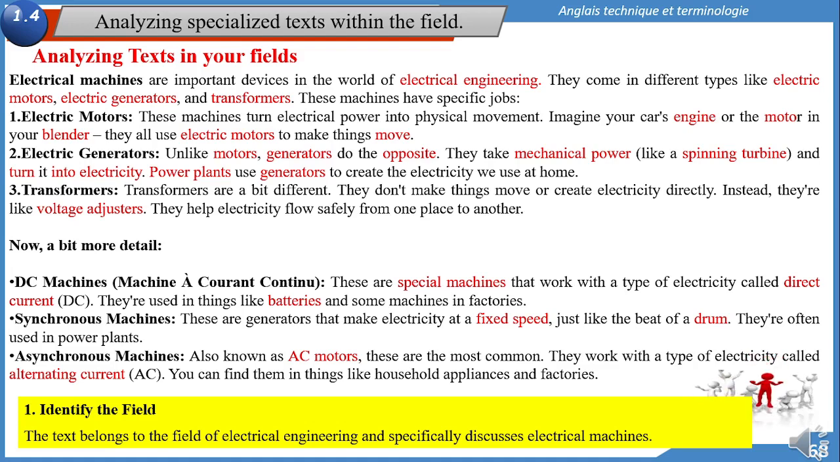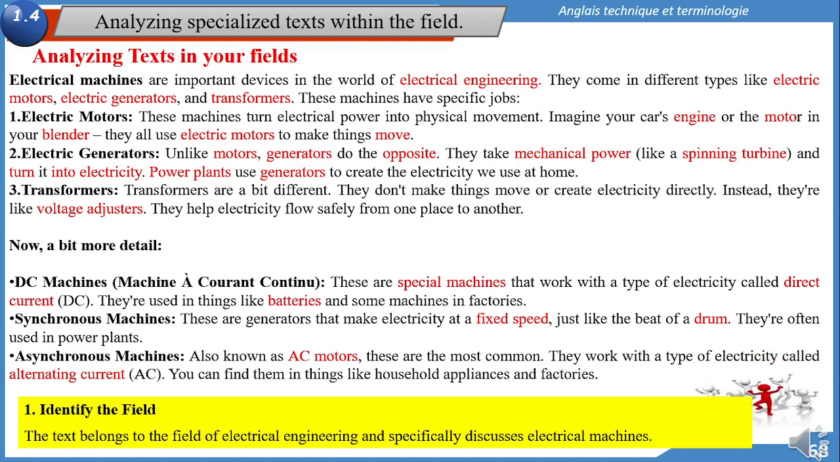Electric generators. Unlike motors, generators do the opposite. They take mechanical power, like a spinning turbine, and turn it into electricity. Power plants use generators to create the electricity we use at home. Transformers. Transformers are a bit different. They don't make things move or create electricity directly. Instead, they're like voltage adjusters. They help electricity flow safely from one place to another.